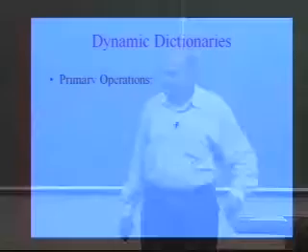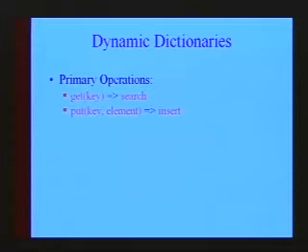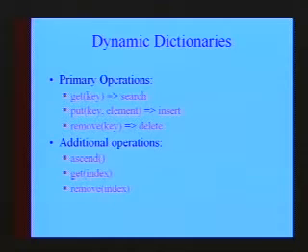All right, so to begin with, in a dynamic dictionary, the primary operations are you want to be able to perform a search, you want to be able to insert a new pair, you want to be able to remove a pair from your dictionary, and some additional operations that data structures for dynamic dictionaries support, at least tree-like data structures, are the ability to list the contents of your dictionary in ascending order of key, to perform a search by index, and to perform a remove by index.